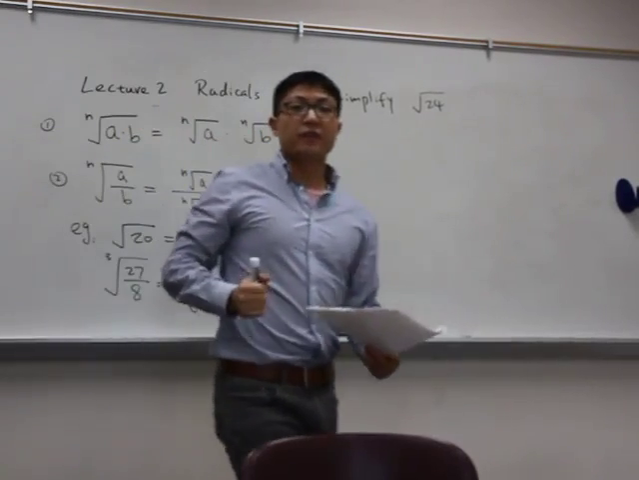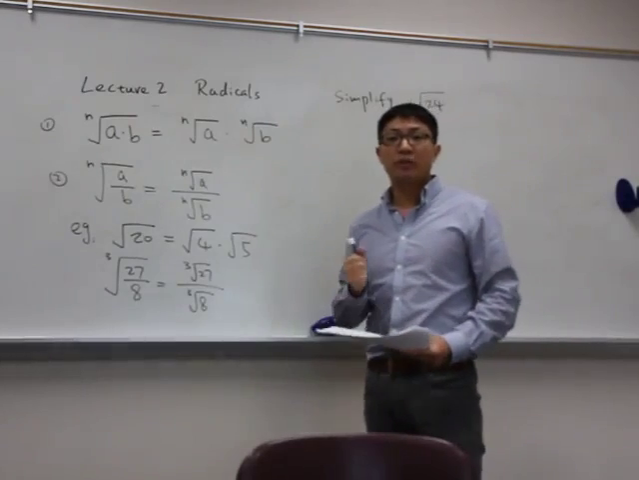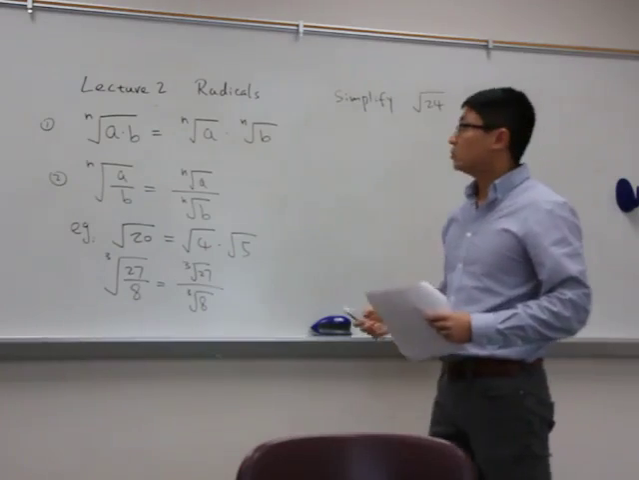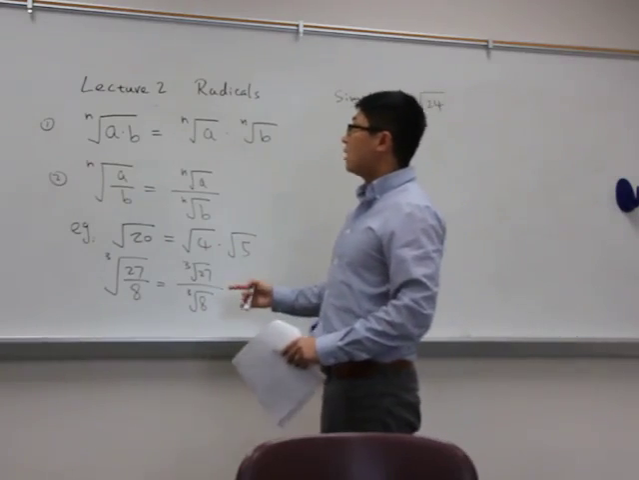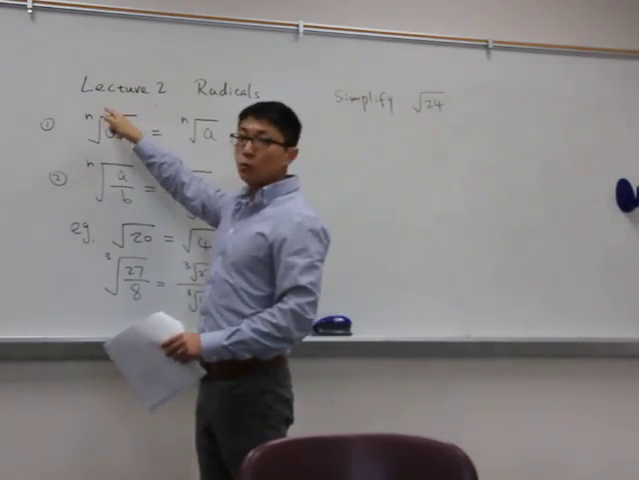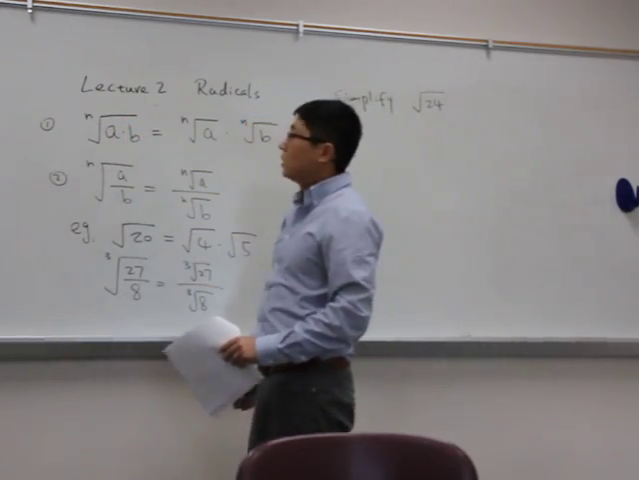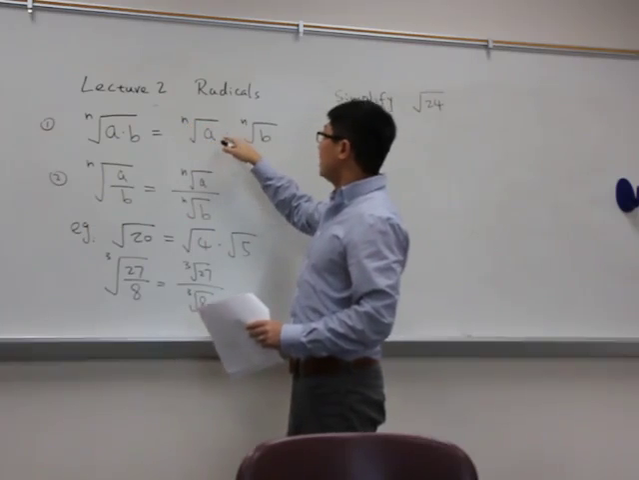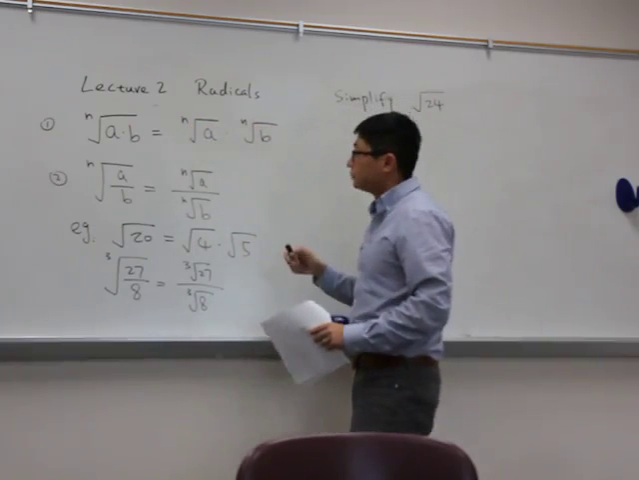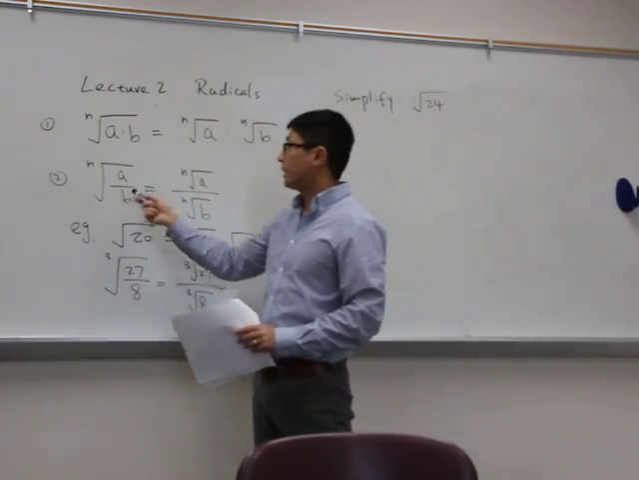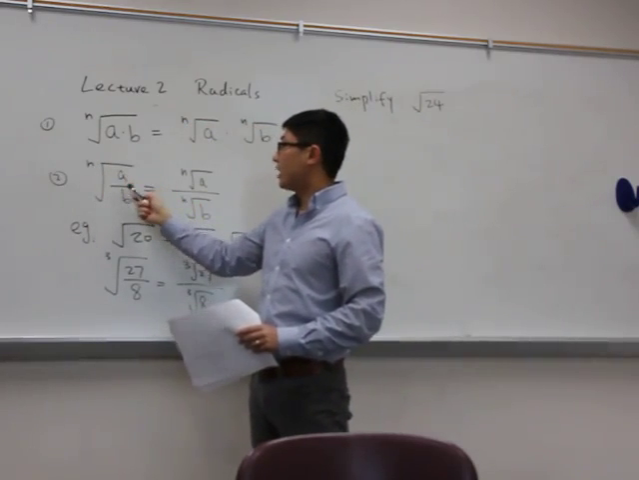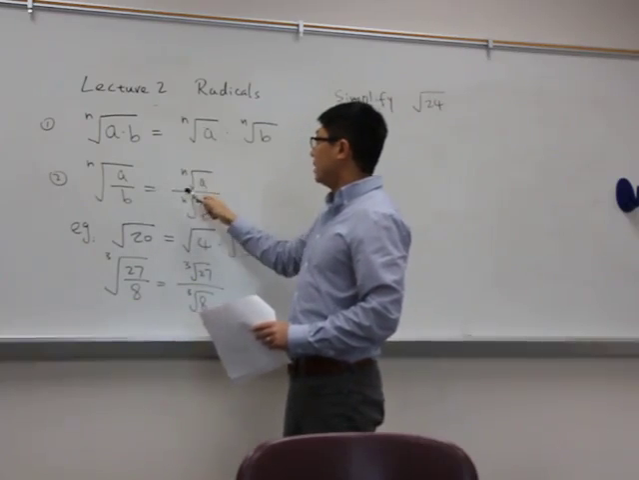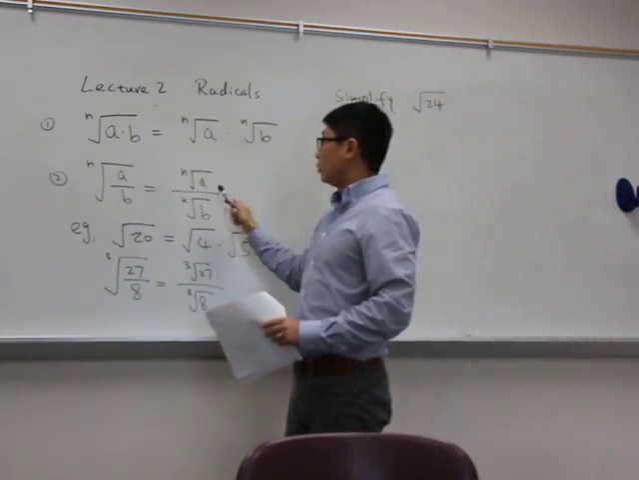Okay, in this video, I want to show you how to simplify a radical. But before that, I would like to show you these two properties. So the first property says the nth root of a times b, we can split into the product of the nth root of a and the nth root of b. The second property says the nth root of a divided by b, we can split this into the nth root of a divided by the nth root of b.